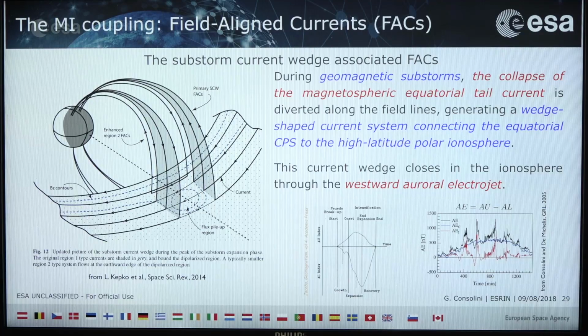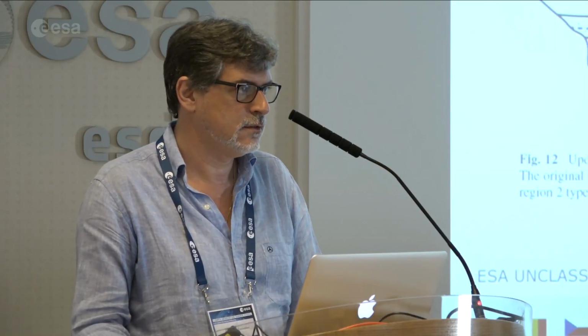This current is due to the collapse of the equatorial tail current, which is disrupted, generating this wedge. It's the shape of a wedge, okay, of currents connecting directly the tail region to the high latitude. But I would like just to show you that in this case, the processes are very fast.